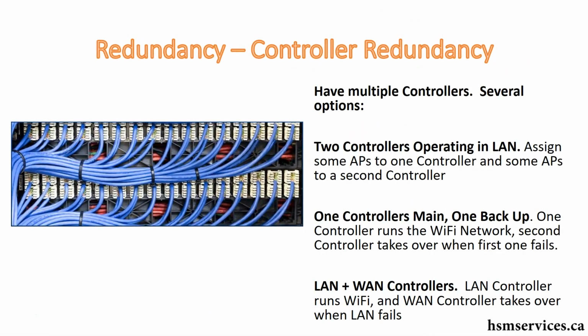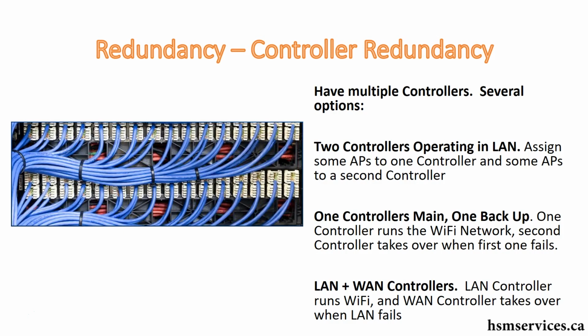And then we need to consider having a redundant controller. There are 2 options really, or 3 options I should say. The first option is installing 2 controllers on your LAN and having some APs assigned to the first controller and some assigned to the second controller. Now, if a controller fails, the access points assigned to the failed controller can fail over to the one that's still running.